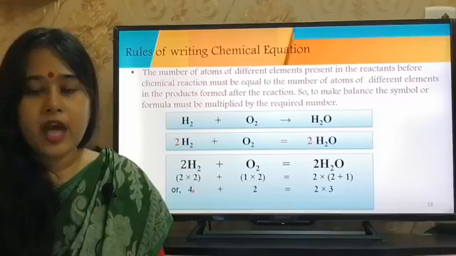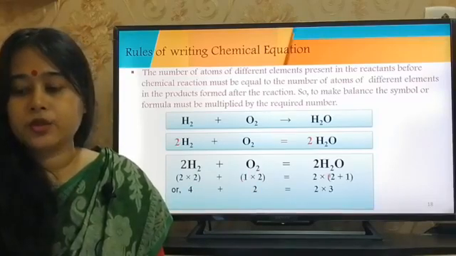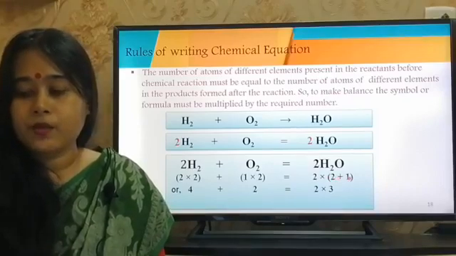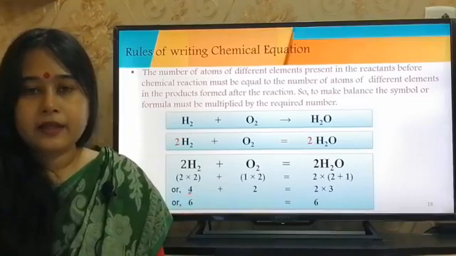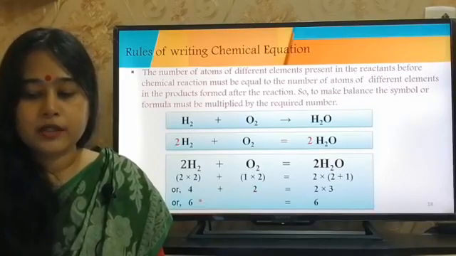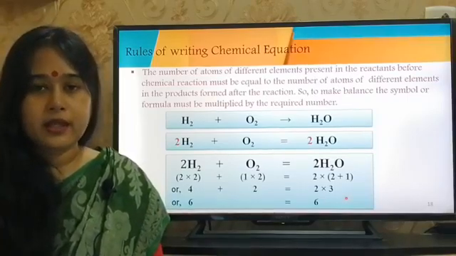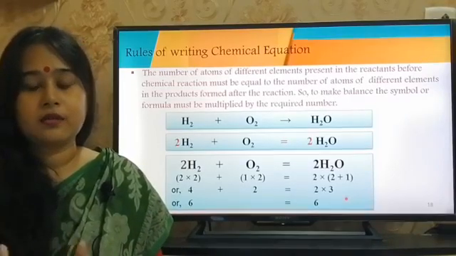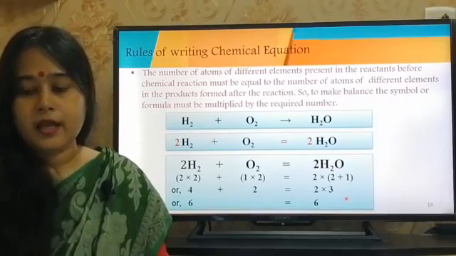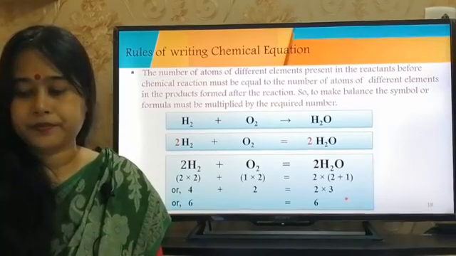Now 2 into 2 we have 4 plus 1 into 2 we have 2, equal to 2 plus 1 we have 3, 2 into 3. If we add this 4 plus 2 we get 6, and 2 into 3 we get 6. So on both the reactant and product sides we have 6 atoms. That's why this is a balanced equation.